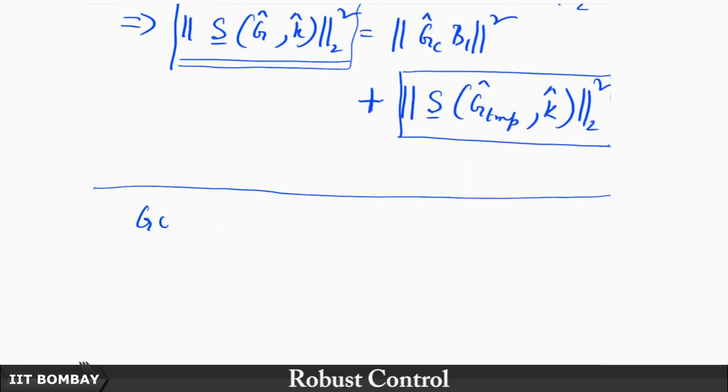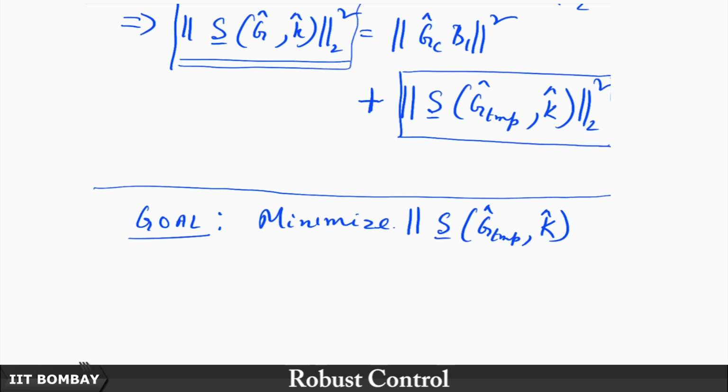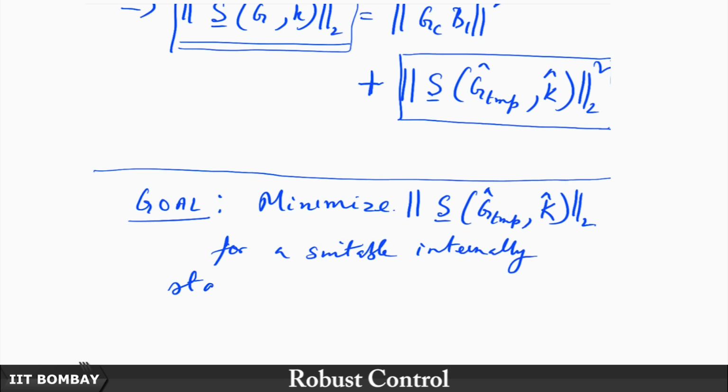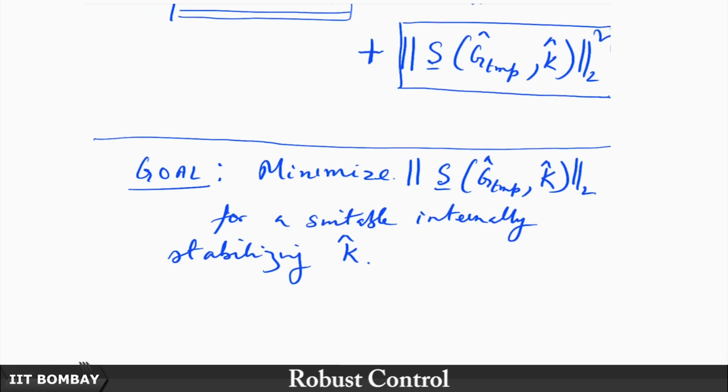hereafter. Now, we set for ourselves this apparently ambitious goal of minimizing the star product of G hat temp comma K hat, for a suitable internally stabilizing K hat. Okay.